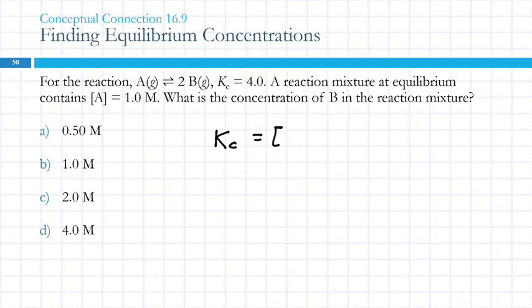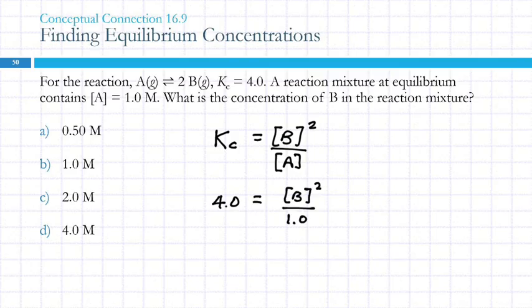Qc would be the concentration of B squared over A, right? Products over reactants. We know that Kc is equal to 4 because they told us. And we know that A is 1 molar because they told us. So B squared must be 4. B squared is 4, and B must be 2. Everybody okay with that?